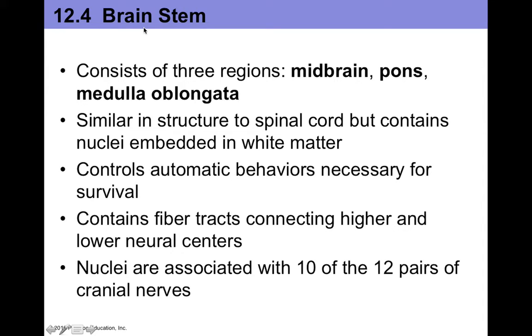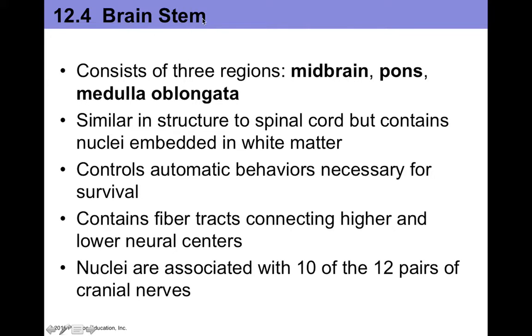So the brainstem is the inferiormost portion of the brain that consists of three main regions. We have our midbrain, our pons, and our medulla oblongata. Now, it's similar in structure to the spinal cord because it has gray matter that's deeper and white matter that's more superficial. However, the gray matter of your brainstem is embedded in what we call nuclei, which are little centers of collections of cell bodies of neurons.